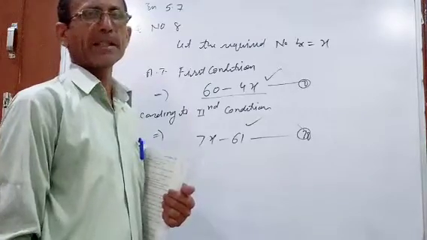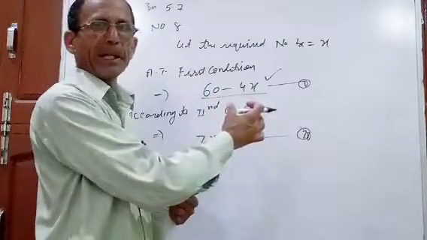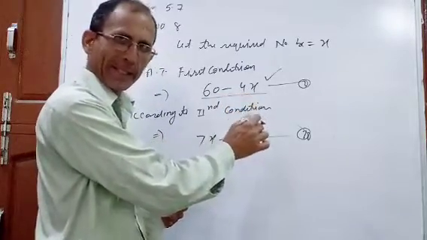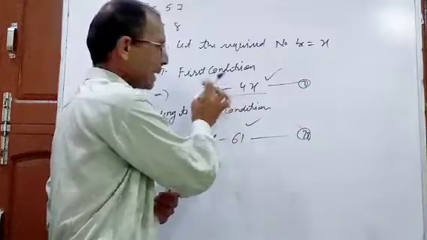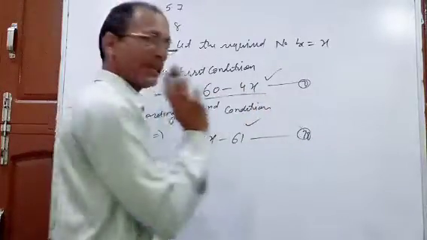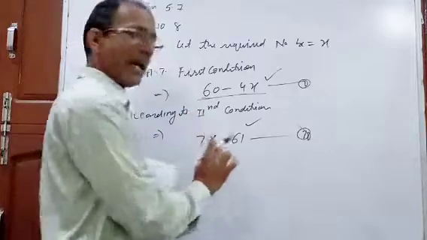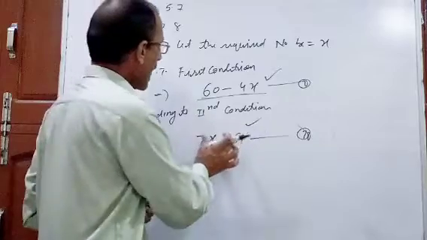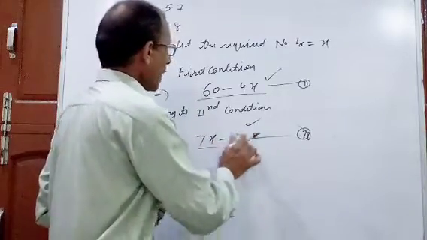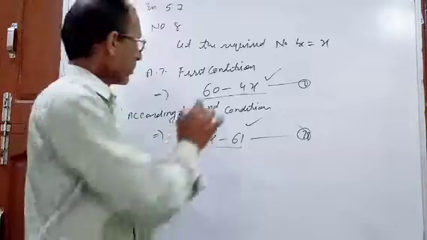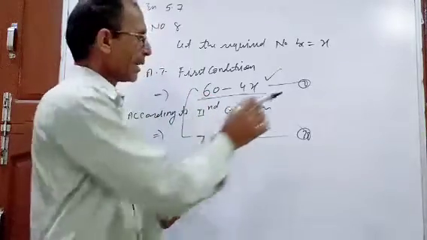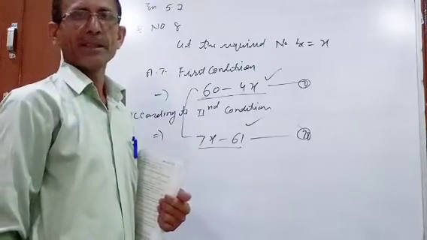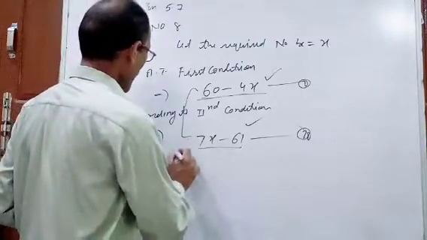A little bit of confusion is there. Try to understand. Once again I am repeating. 4 times the number is less than 60. If I subtract 4 times the number from 60, the result is 60 minus 4x. And 7 times the number is greater than 61. If from 7 times the number I subtract 61, I will get 7x minus 61. So these both are equal. So you can say this is equation 1, this is equation 2. Are you understanding?